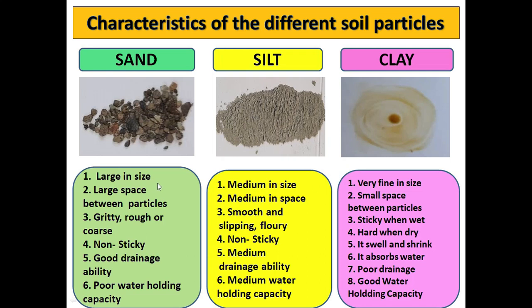So let's start with number 1, sand. Number 1, they are large in size. Comparing the 3 of them, that's what we are basically going to do. We're not talking about gravel or stone, just the 3 of them. As you can see, the sand is larger than the other 2 particles, larger than silt and clay. Number 2, it has large space in between them. Because the particles are large, they will have large space between the particles.